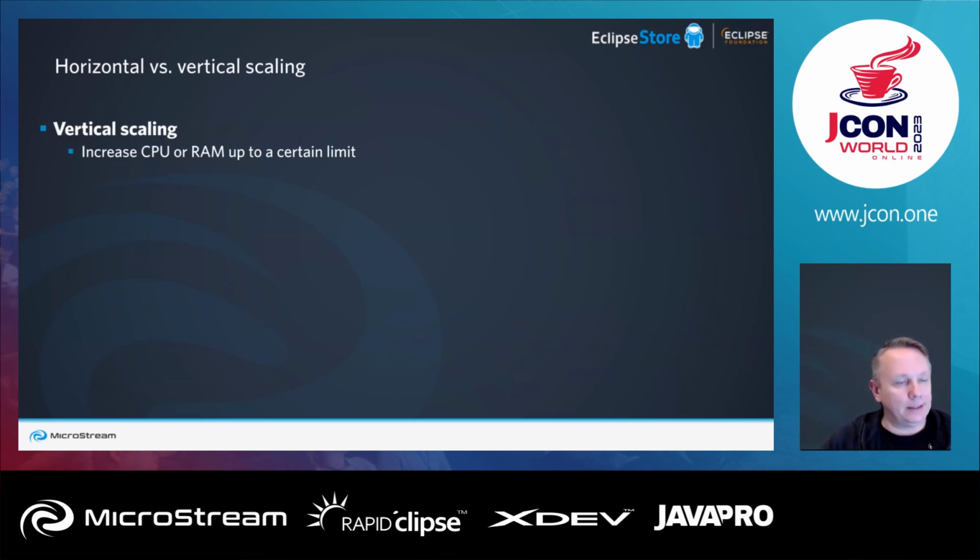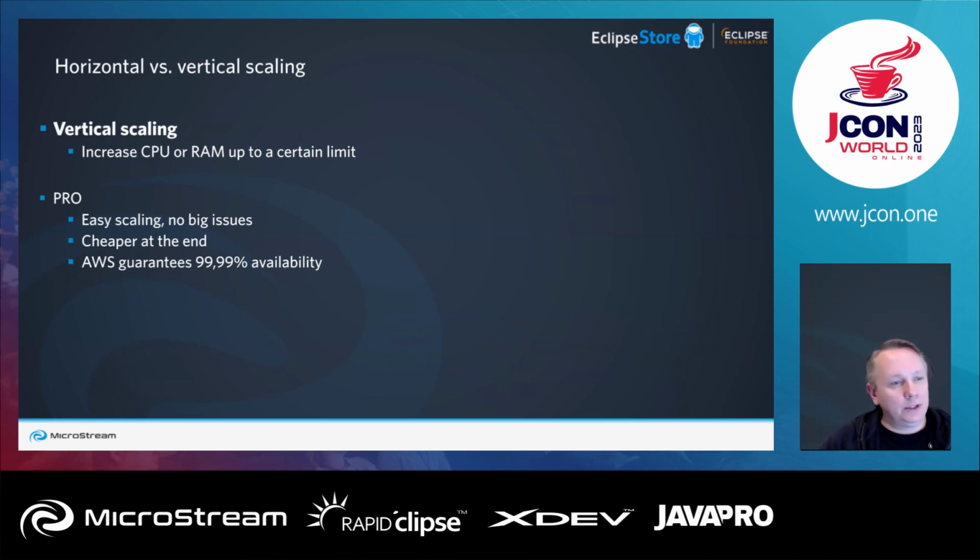The basic definition is, when we talk about vertical scaling, we talk about increasing CPU and RAM to a certain limit. So that's easy. The advantages of vertical scaling is it's quite easy. There are no big issues, so you can keep your programming, you can keep your code, and everything is fine. Just increasing the CPU and RAM, and you are good to go. And the next point, I think it's the same. It's cheaper at the end.